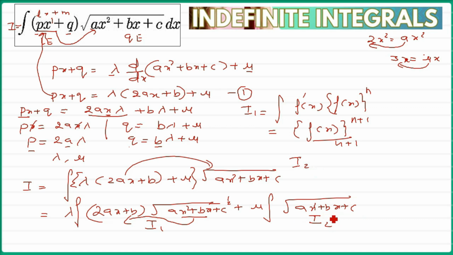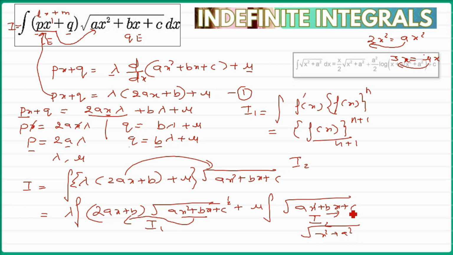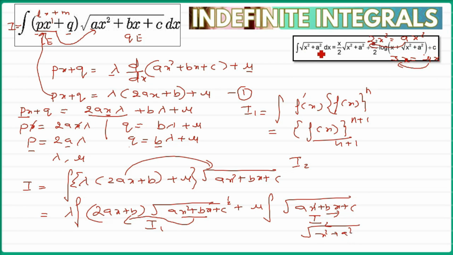How about I2? We have the square root of ax square plus bx plus c. So we need to make it a perfect square. It will be in the form of the square root of x square plus a square. And this is the result which we are going to use.